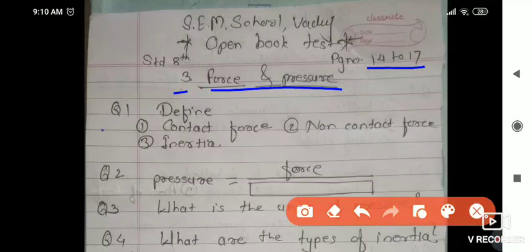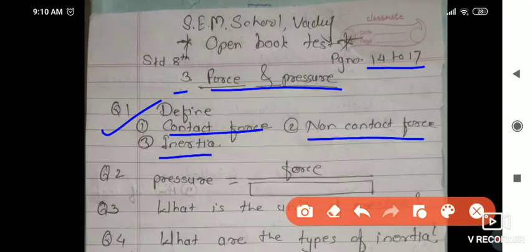Okay, and here is the question. First we have to write the definition of contact force, non-contact force and inertia. So how to find this question's answer, we will see now.